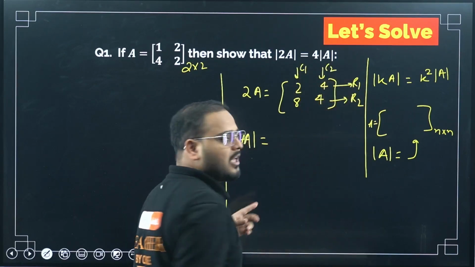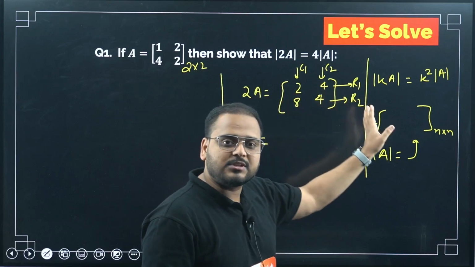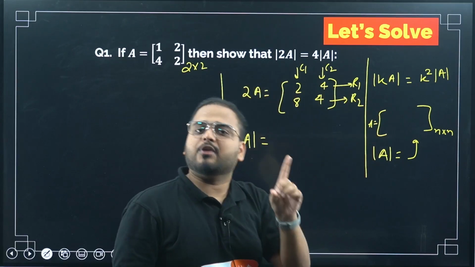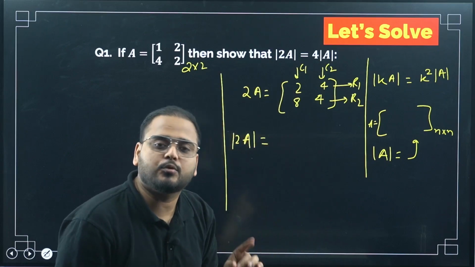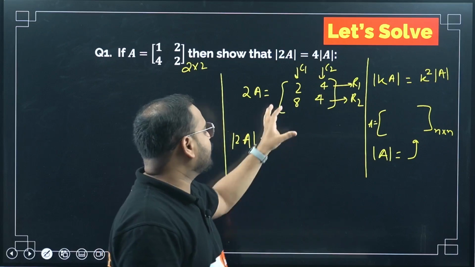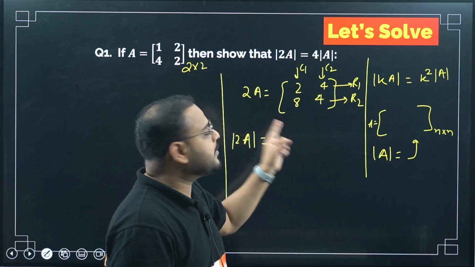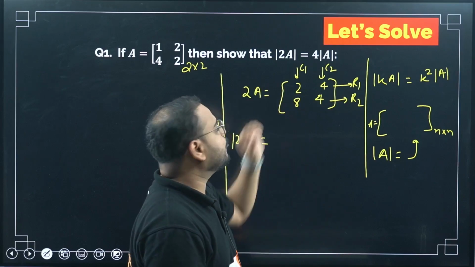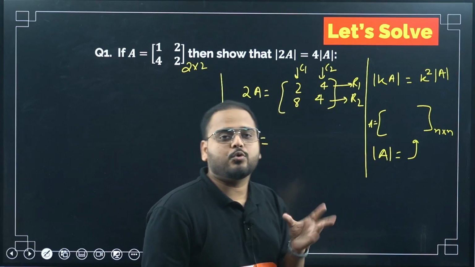Just remember, if you are using row 1, use all the elements in row 1. If you are using row 2, use all the elements in row 2. Just pick any one of them, row 1, row 2, column 1, column 2, and use all the elements in that row to find the determinant value. If you do so, you'll get the same result, whether you use column 1, column 2, row 1, or row 2.